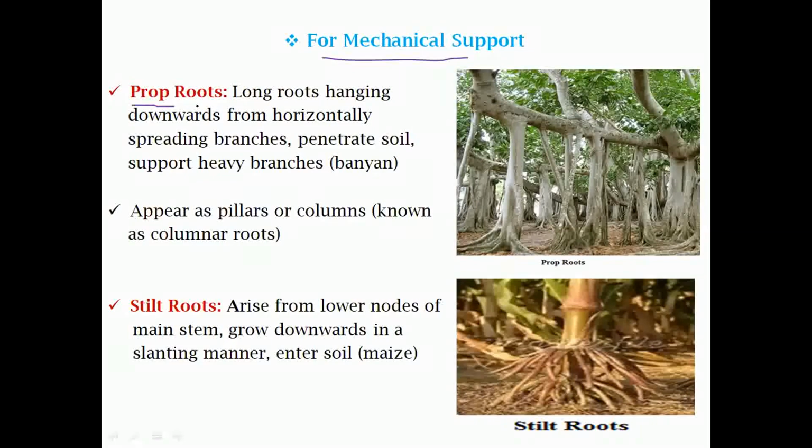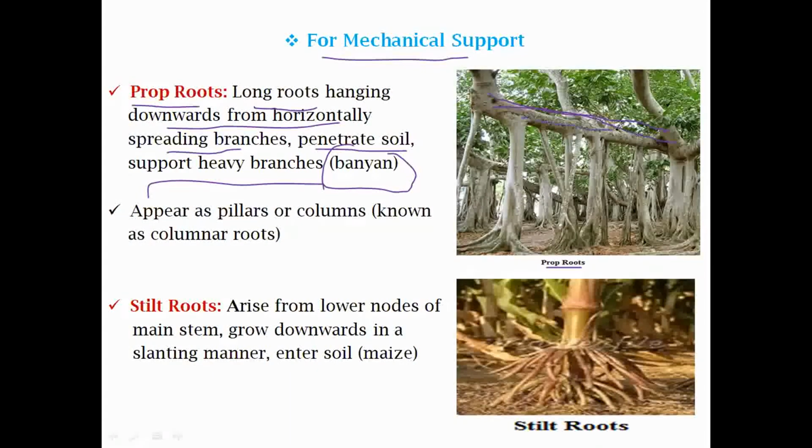So first one is prop roots. These are long roots hanging downward from the horizontally spreading branches, and they penetrate soils and support the heavy branches. These are found in banyan. So you can see these are the prop roots, and these are the horizontally growing branches.